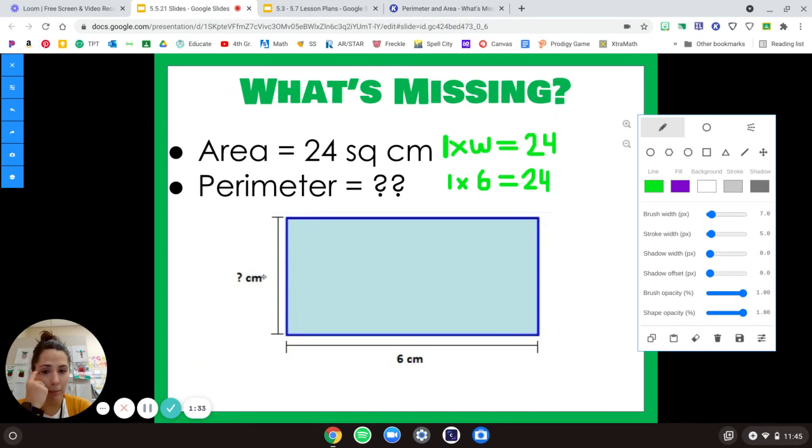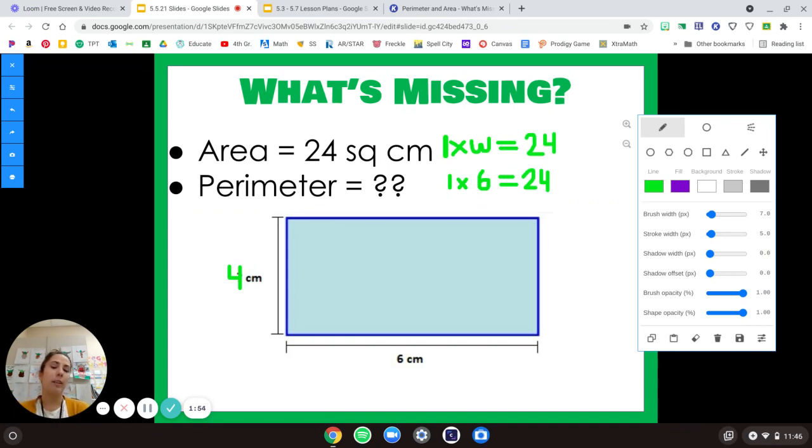I am figuring out my missing part. We already know our width. We're trying to find our length. What times 6 gets us 24? Well, 4 times 6 is 24. Oh, so our length then over here has to be 4 centimeters.